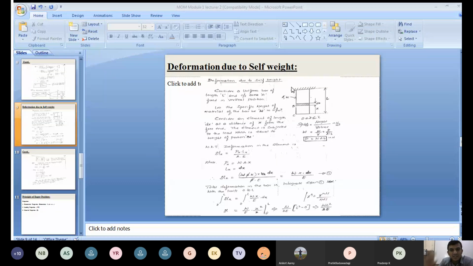Before going to derive, the 7 assumptions should be applied. Then before the derivation, we should represent the notation we use. Now consider a uniform bar of length L and cross sectional area A, fixed in vertical position. Let the specific weight of the material of the bar be W. Specific weight is the capital W in Newton per meter cube, weight per unit volume.